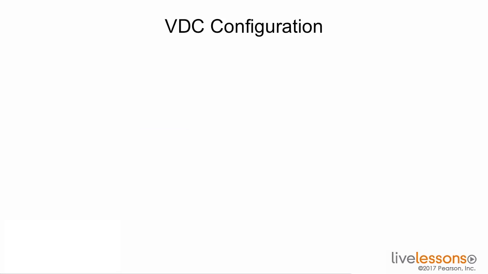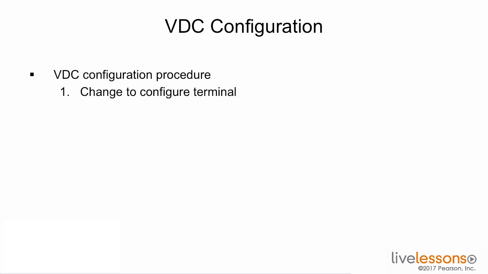Let's take a look at the steps we're going to follow during this lesson. In order to configure a VDC, we're going to follow the following steps. The first thing we need to do is change to the configure terminal mode so that we can make changes to the device. Now, it might also be smart to see what licenses we have installed so that we don't try to use the VDC feature or function if we don't have the license installed.